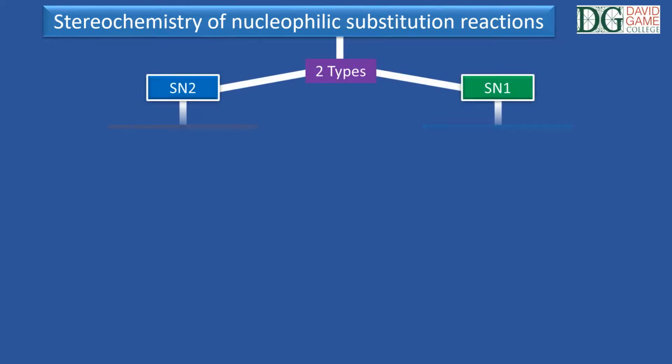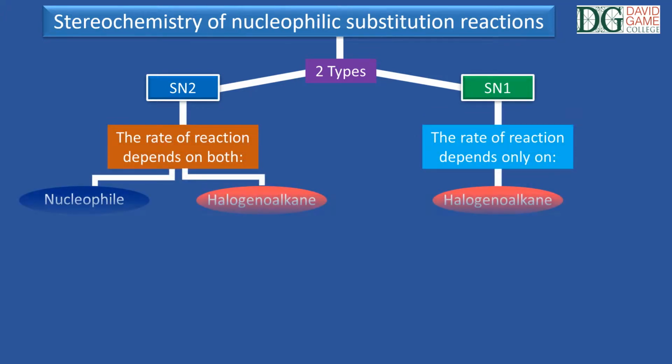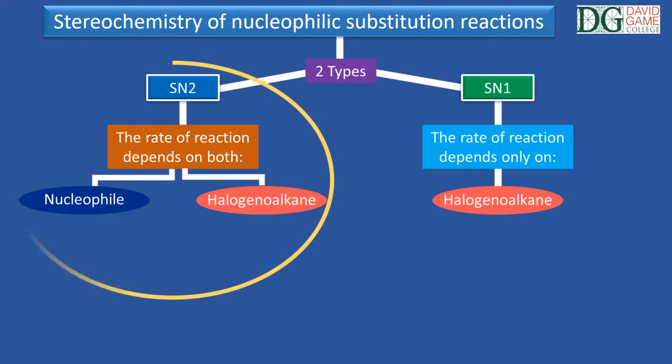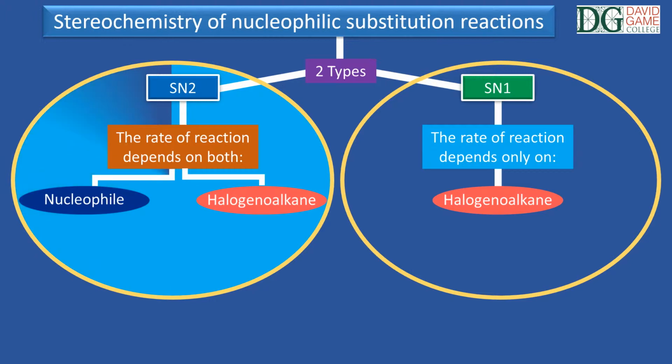Welcome to this lesson about stereochemistry of nucleophilic substitution reactions. These organic reactions are a very important topic in A-level chemistry. There are two types of nucleophilic substitution reactions, SN2 and SN1 respectively. SN2 are discussed in this video, while SN1 will be discussed in a separate video.